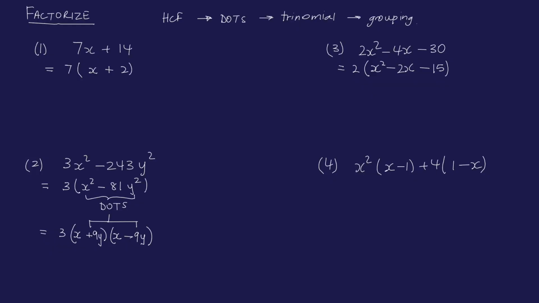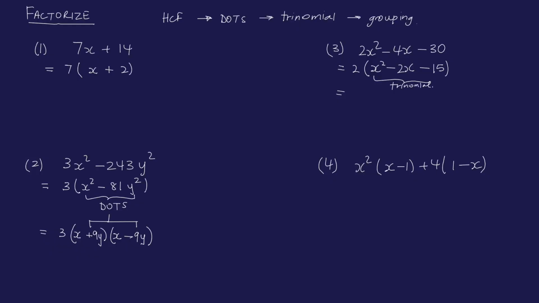The answer is no, there is no dots here. And then I move on. Is there a trinomial here? And the answer here is going to be yes, there is a trinomial, because if you look in my bracket, I've got 3 terms and it's written in descending powers of x. So this is a trinomial.